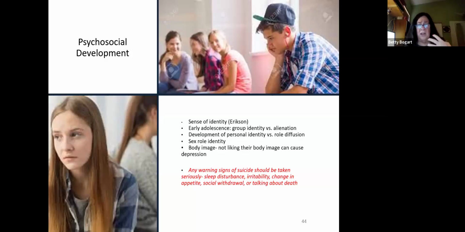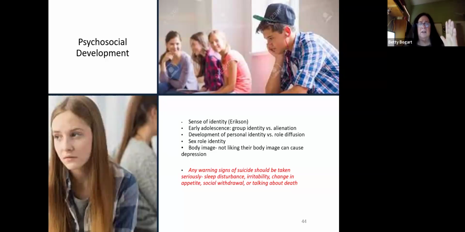My hair is too curly. It's too red. It's too brassy. I don't like my nose. I'm too fat. I'm too skinny. It's my identity, what I look like, because they're trying to fit into groups, right? So their identity has to fit into what group they're going to be in. So it's identity versus role diffusion.